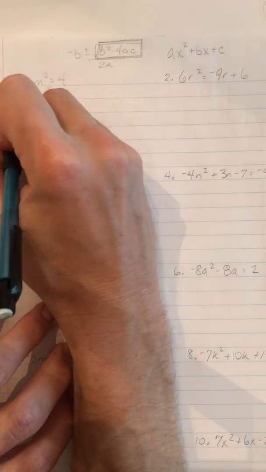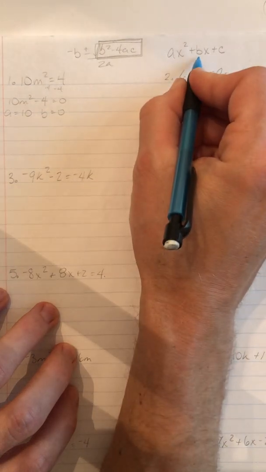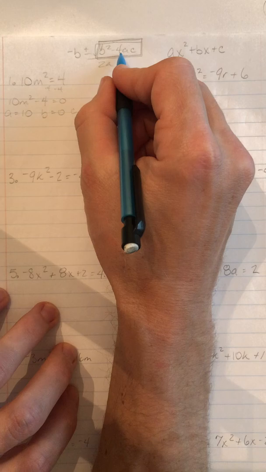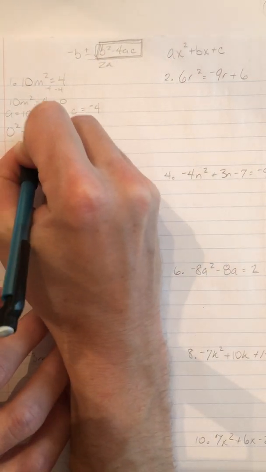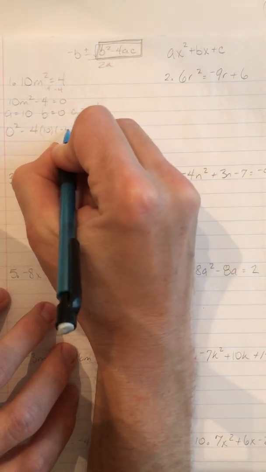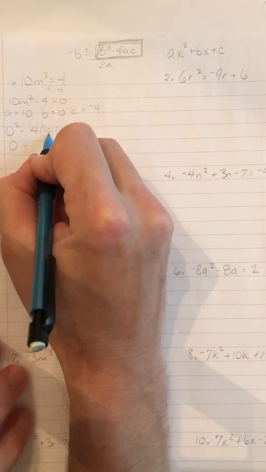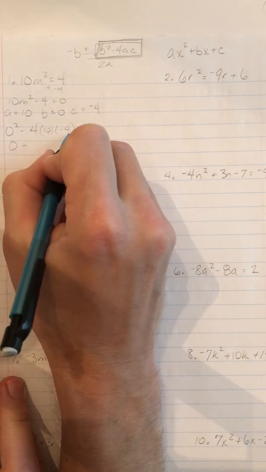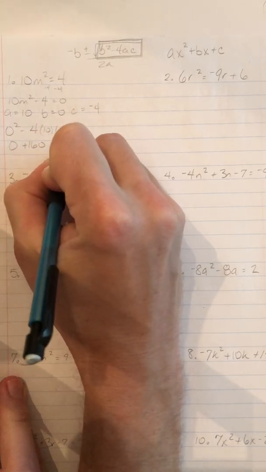So I'm going to label a, which equals 10, b, which equals 0 because there is no b term, and then c, which is a negative 4. Now I'm ready to plug into this formula. So b squared, so b, which is 0, 0 squared minus 4 times a times c. A is 10, c is a negative 4. 0 squared is still 0, minus 4 times 10 is 40, and then times another negative 4, which is a positive 160. So this is now plus 160. 0 plus 160 is a positive 160.